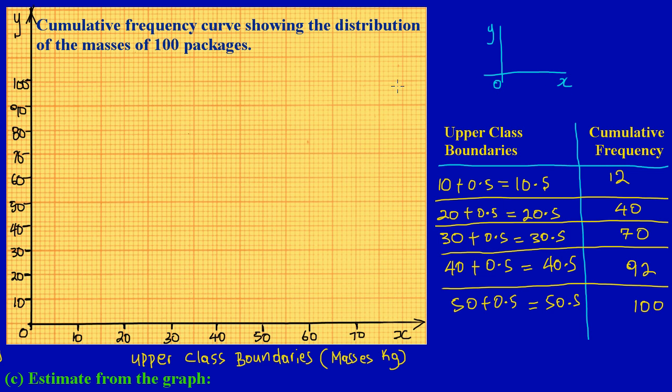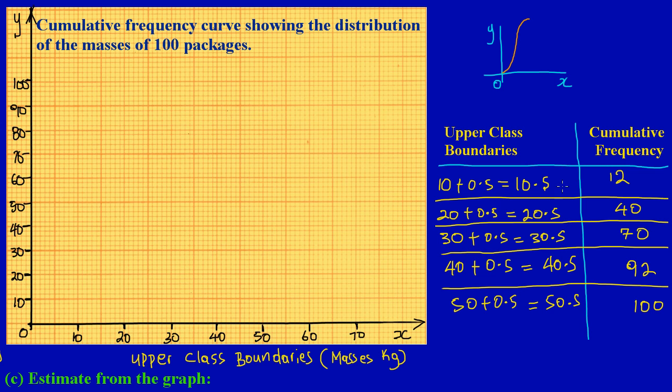This would be my origin, 0. So my cumulative frequency curve has an S shape. It should be looking something like this. That's the general shape it takes. Now quickly, let's move on. I am going to be plotting these values now on my axis.